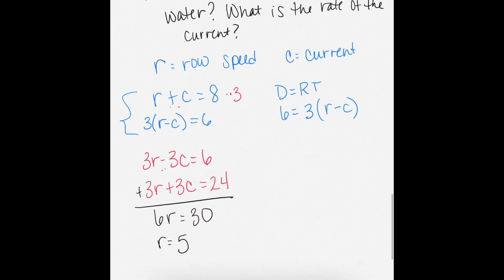And the current, again, I just have to plug back in. Remember, it's a system of equations. Let's plug in the first one, it's easier. So that's 5 plus c equals 8, which makes c 3. The current is flowing at a rate of 3 miles per hour.